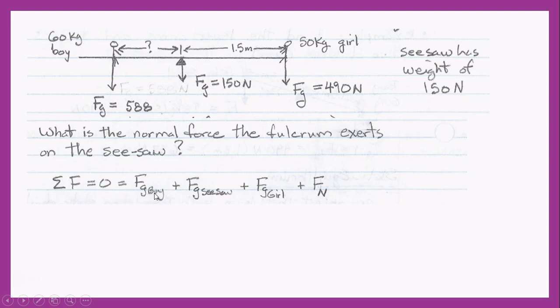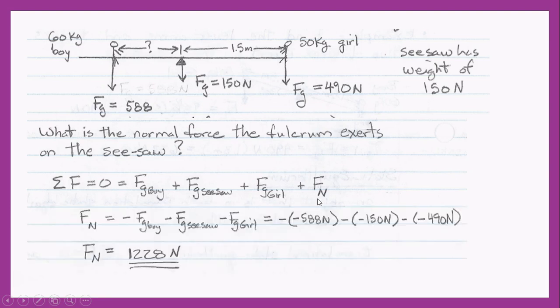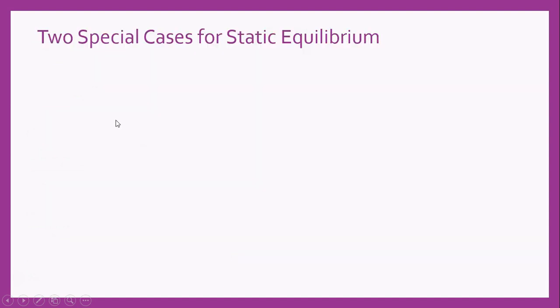We have the force of gravity of the boy, the force of gravity of the seesaw, the force of gravity of the girl, and I didn't draw it here, but we have the normal force pushing up on the seesaw. The sum of these four forces equals 0, so we can rearrange this equation to solve for the normal force, and that gives us this expression. We can plug in our values for the gravity forces, and we find out that the normal force the fulcrum is exerting on the seesaw is 1,228 newtons.